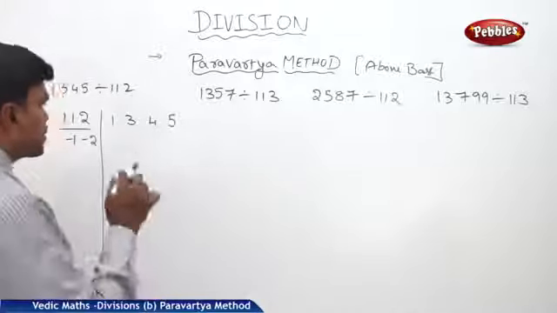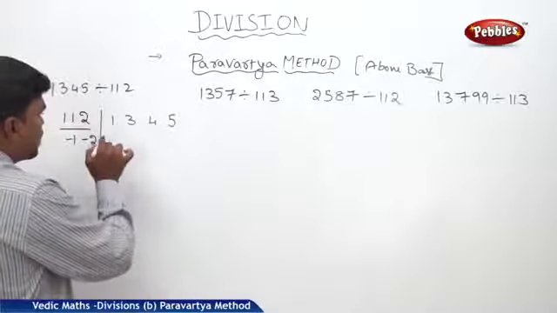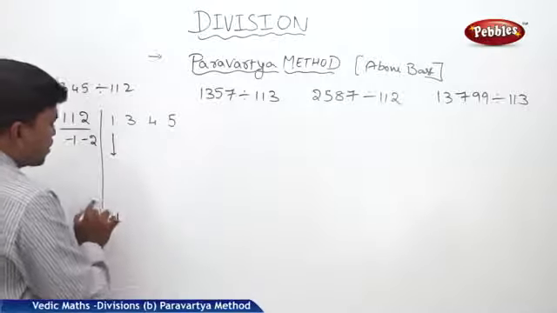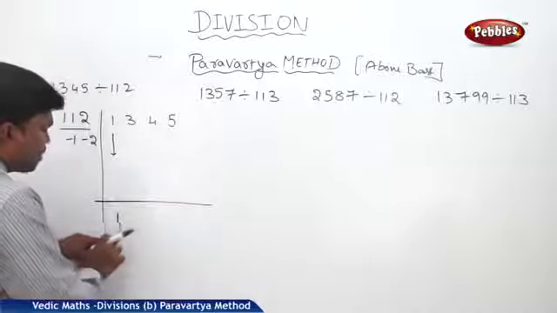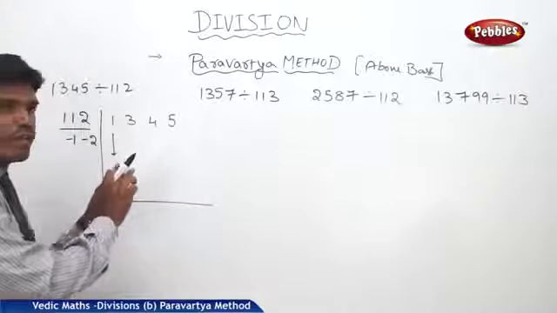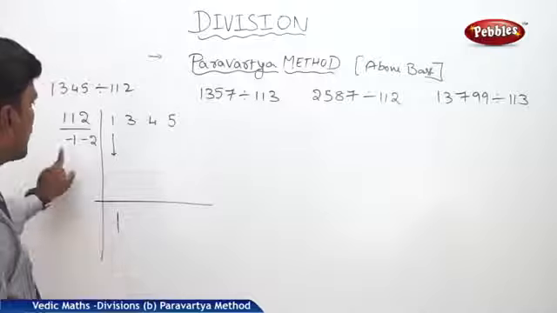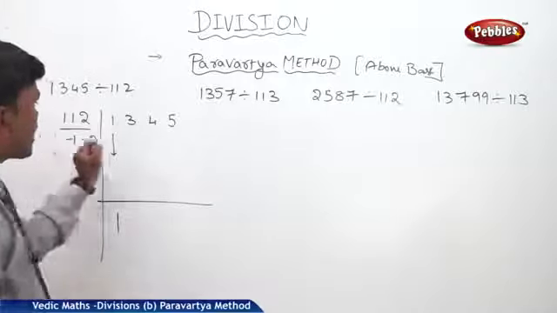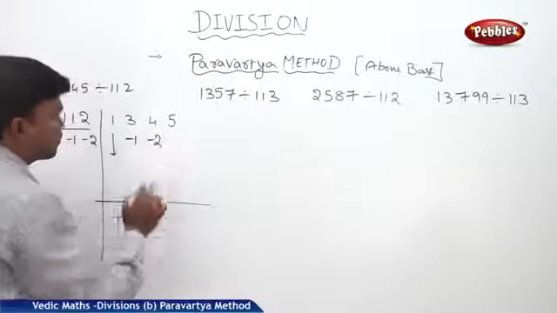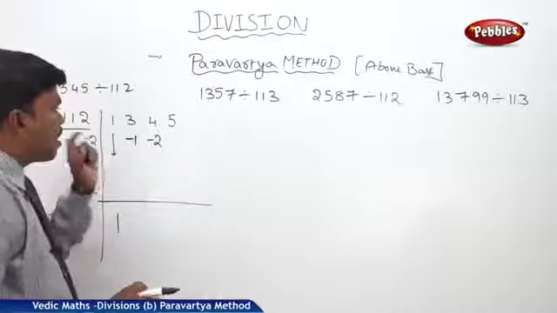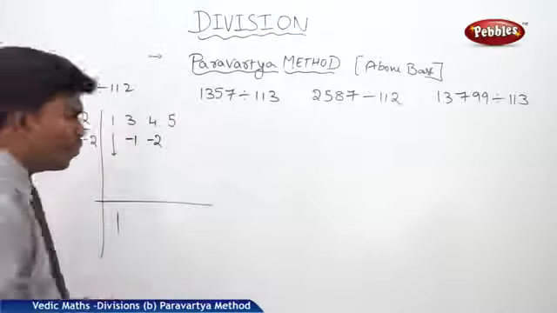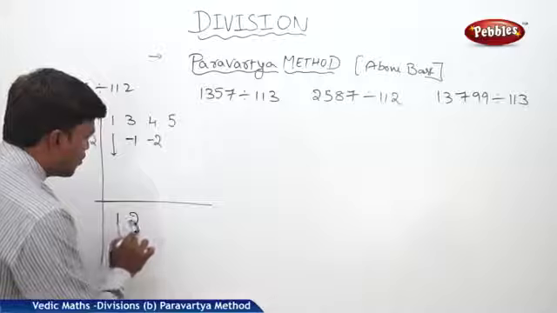Now what you need to do? Just see here. First, simply drop the first digit as it is, that is 1. Now this first digit should be multiplied with the negative complements, 1 into minus 1, minus 2. So from the second column, 1 into minus 1, 1 into minus 2, minus 2. Now solve the second column: 3 minus 1, how much? 2. So right here, 2.